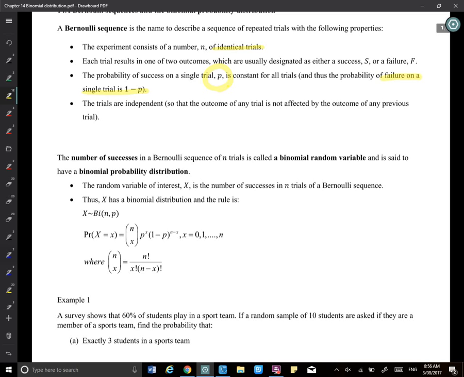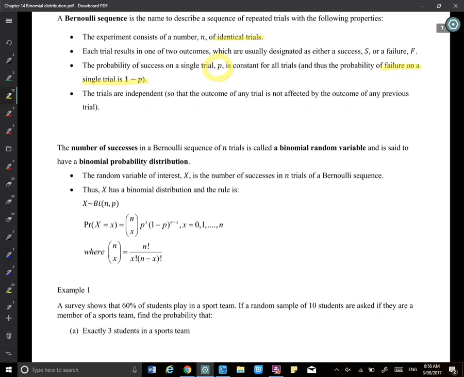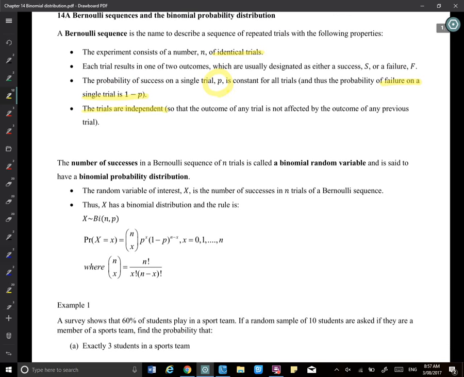So you have only 2 probabilities. And the trials are independent. Independent again means I can't have selections without replacement, because they would be dependent on the previous trials. Each trial is independent; everything is renewed again and again. So the outcome of any trial is not affected by the outcomes of any previous trials. That's the condition for an experiment to become Bernoulli trials.